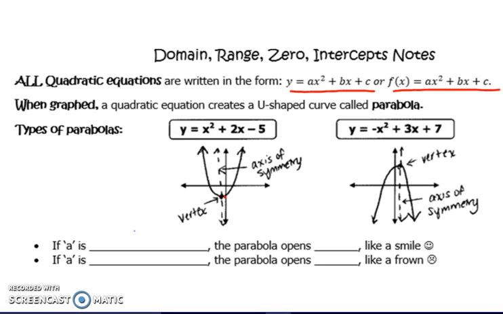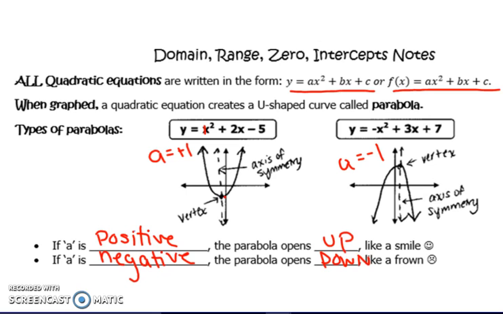Now, to be able to tell whether our graph is pointing upwards or downwards, if A is a positive number, doesn't matter if it's greater than 1 or if it's 1, as long as it is positive, it opens up like a smiley face. If we look at our first example, A equals positive 1, so it opens up. On the opposite, if A is negative, then the parabola opens down. Here we have A equal to negative 1, so it faces down.